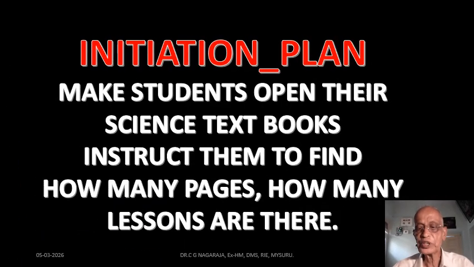Initiation of this plan: make students open their science textbooks, instruct them to find how many pages are there, how many lessons are there, how many diagrams are there in the total book they are going to study for the entire year. That would be the initiation plan for this particular method of study called independent study. In short, it is called IS.